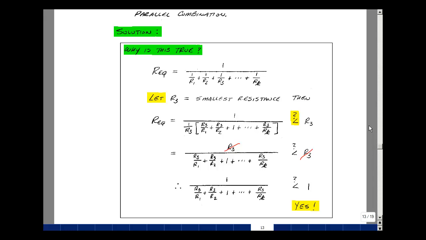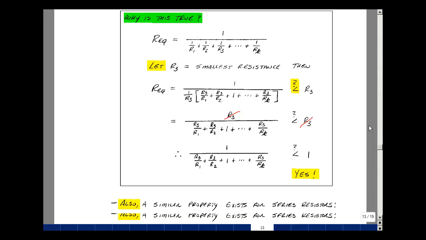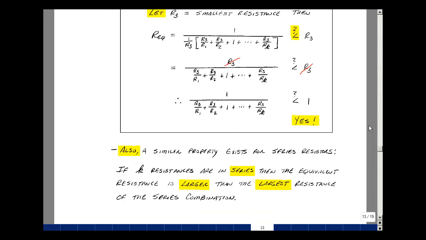Now, there's a similar property for series resistors that's kind of obvious, and I'm just going to state it here. And that is if K resistances are in series, then the equivalent resistance is larger than the largest resistance of the series combination. Of course, you're going to take the largest resistance and add something to it, so it's going to be bigger than the largest one that you have. And these are two properties that are handy to do when you're doing series and parallel combinations, and this is supplemental problem 212.